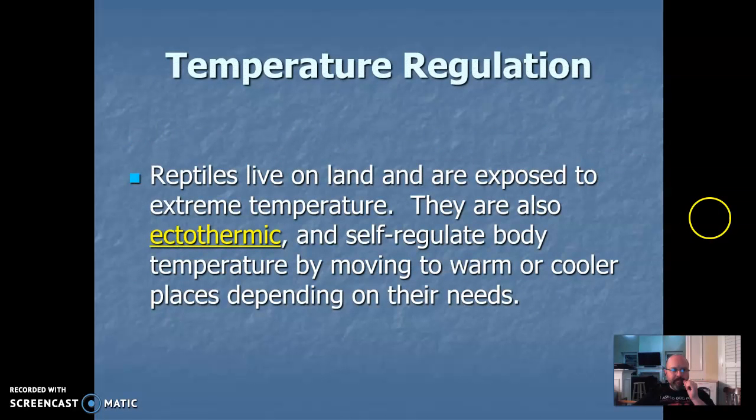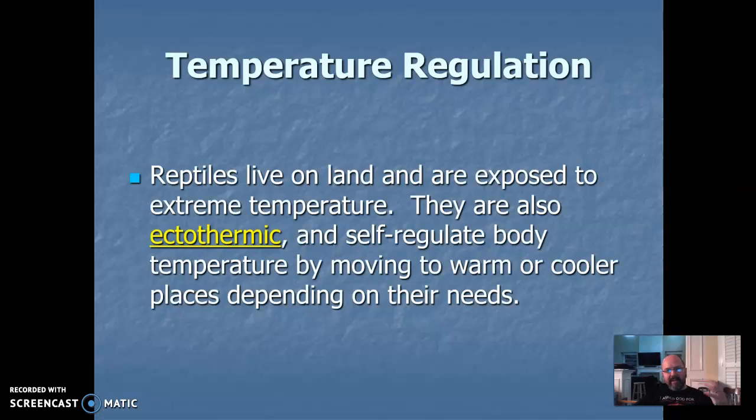Temperature regulation. Reptiles live on land. They're exposed to extreme temperature. They're also ectotherms, meaning that they get a lot of their body heat from the environment. They self-regulate their body temperature by moving to warm or cooler places depending on their needs. You may see some reptiles sitting out on a rock in the sunlight. That's basking. Usually they'll do that earlier in the day to kind of build up body heat so that they can be active later on.